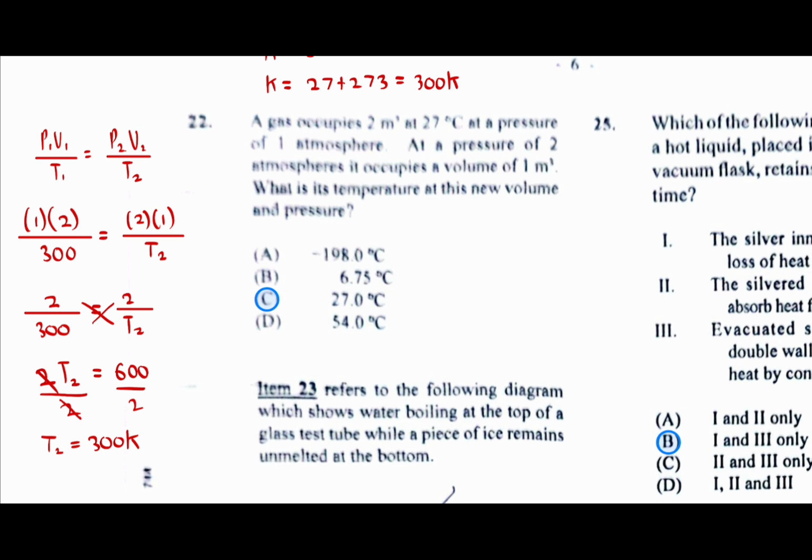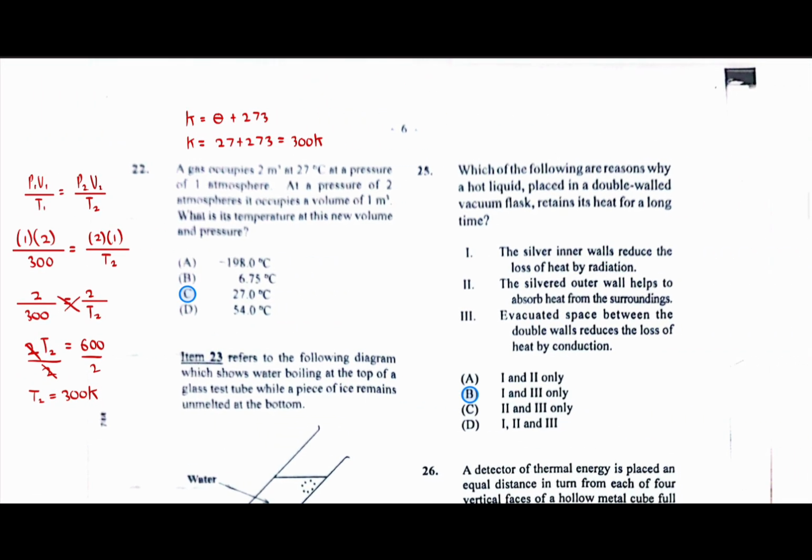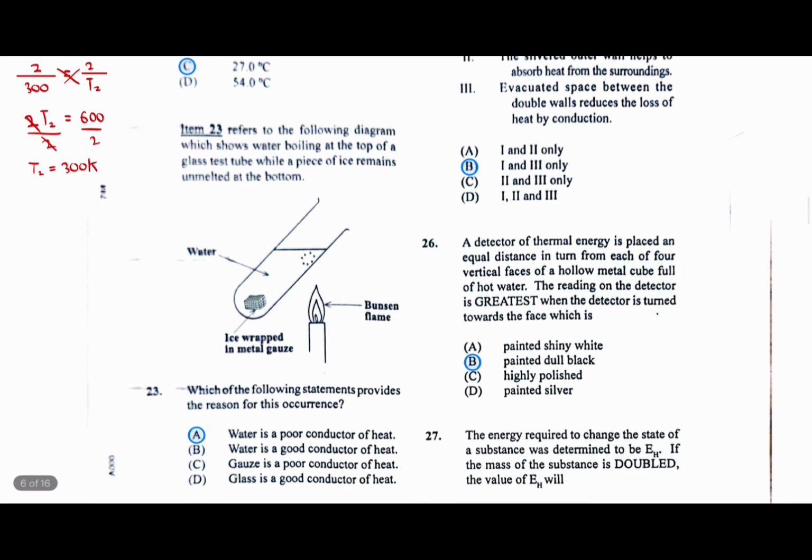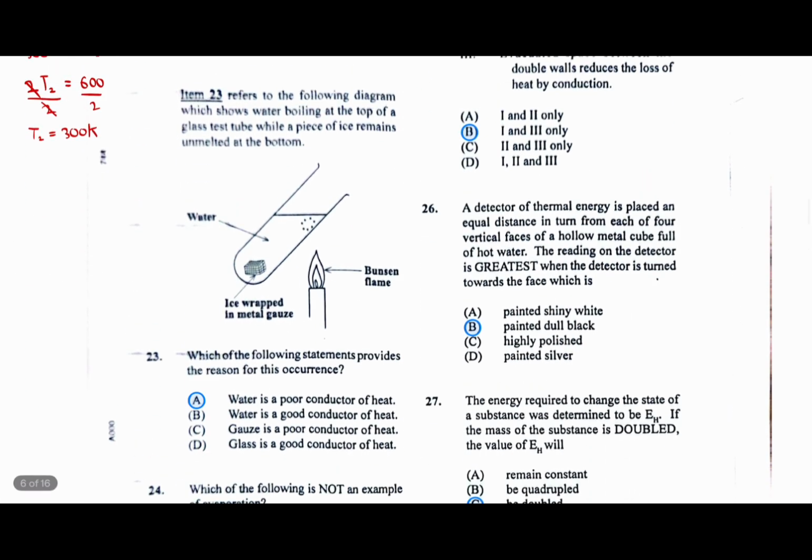So just remember, 300 Kelvin is 27 degrees Celsius. So the answer is C. Drop a 1 in the chat if you understand what I'm talking about. So that's it for question 22. Let's move on to question 23.